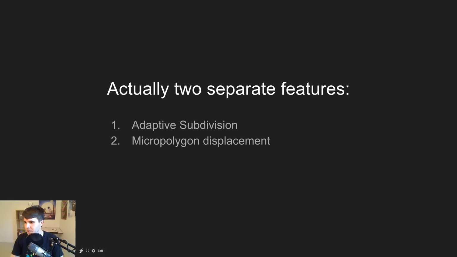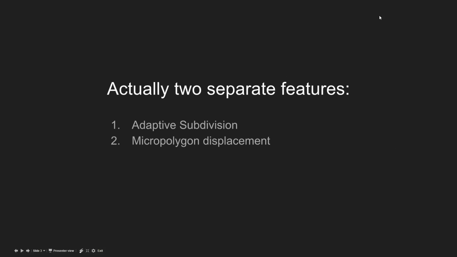Let me hide my face here, otherwise my face will be covering some of the words and you will not like that. So first thing to know is that it's actually 2 separate features that are sort of rolled into one release. The first one is adaptive subdivision, which we'll talk about in a second. And then the next one is the polygon displacement, which uses adaptive subdivision. So just to clarify, there are 2 separate things. We'll discuss them both separately right now.